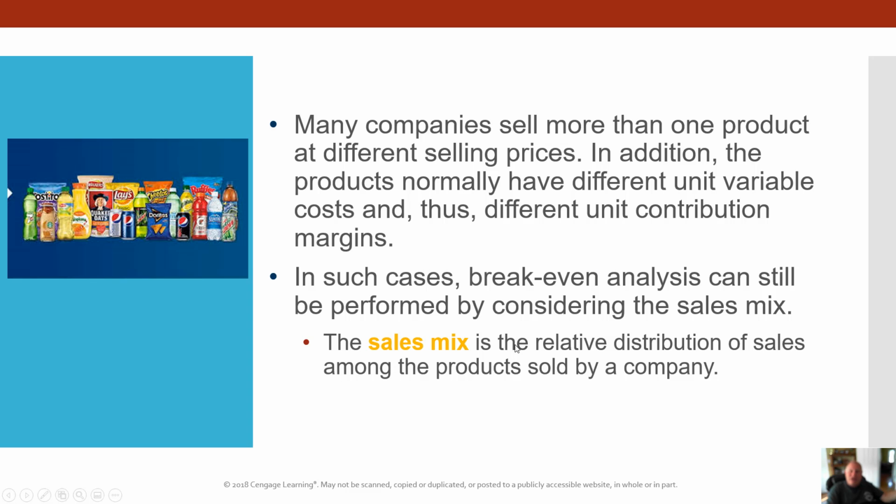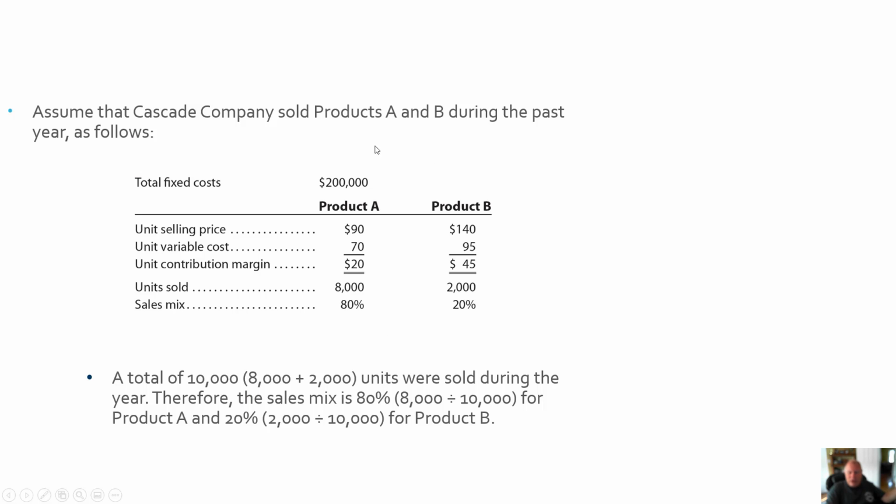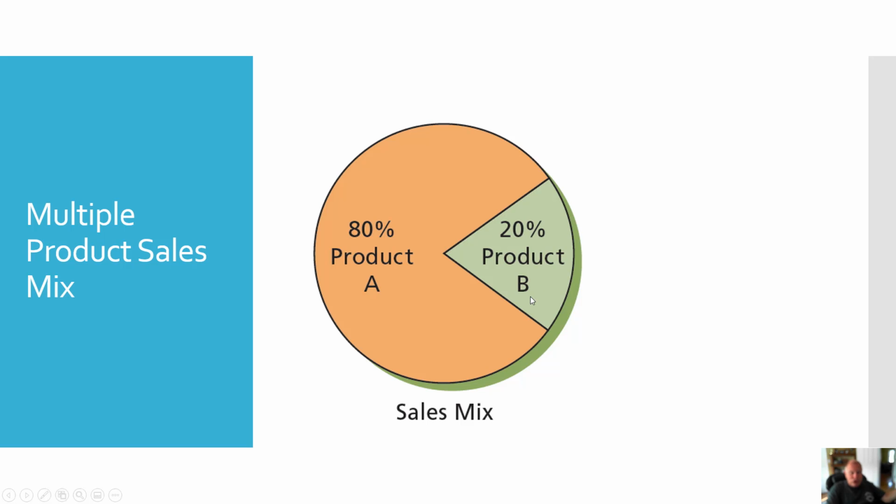So we say the sales mix is how it's distributed amongst the company, what makes up these percentages. And if we look at here's just another simple example, product A and product B. They have total fixed cost of 200. In this one, product A, which makes a unit contribution of 20, they sold 8,000 of. And in this one, they sold 2,000 with a unit contribution of 45. So when we take the total, we can find out that the mix is 80-20, and we show that.